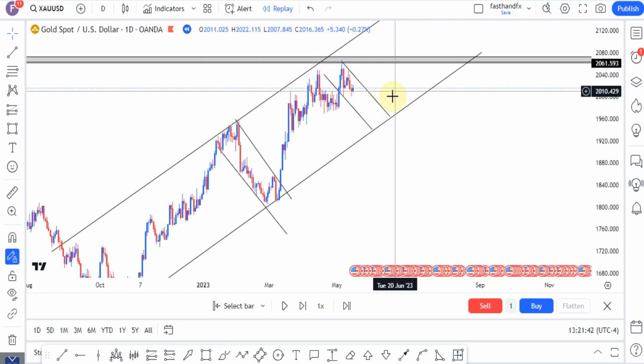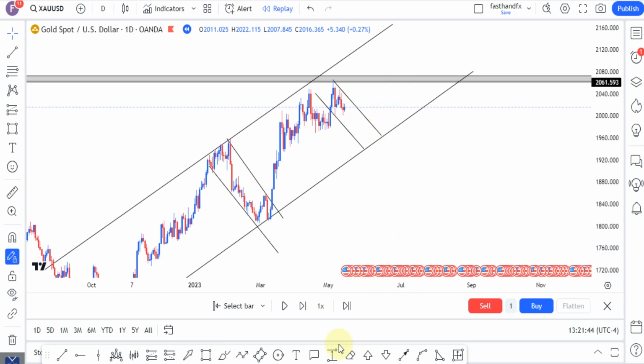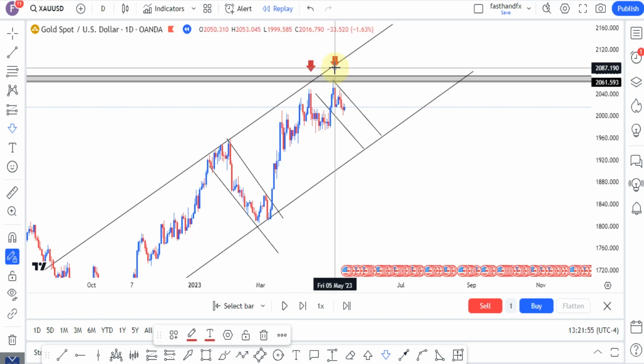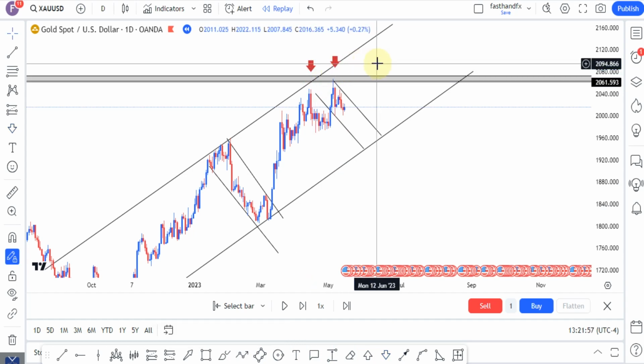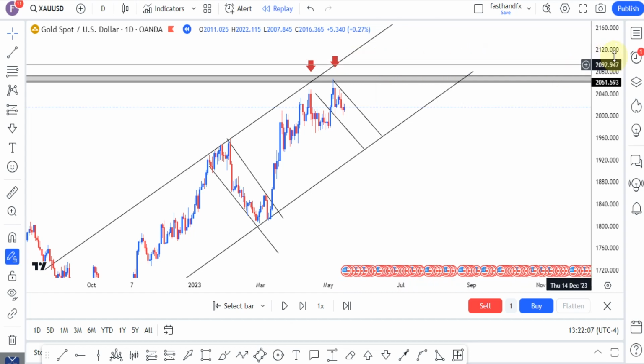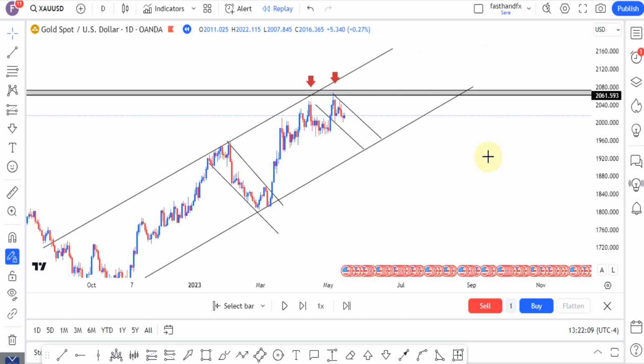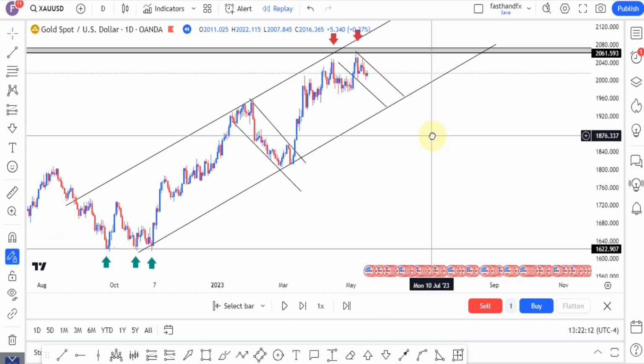The daily time frame, the market gave us a double top, but still we couldn't take advantage of it because you see the market was moving upwards. So this one was a double top, and when we look from the bigger time frame, the market was giving us what? The market was giving us a triple top.